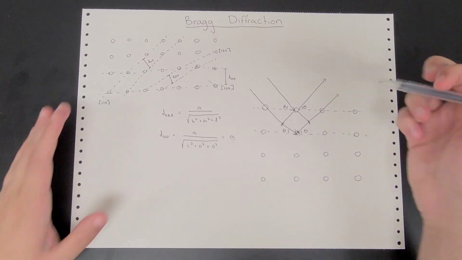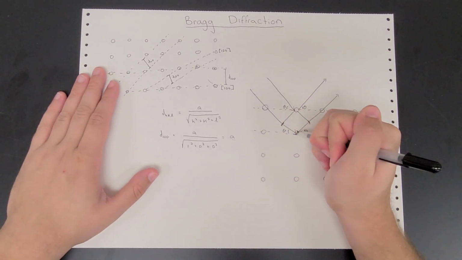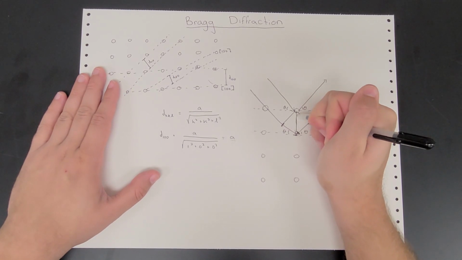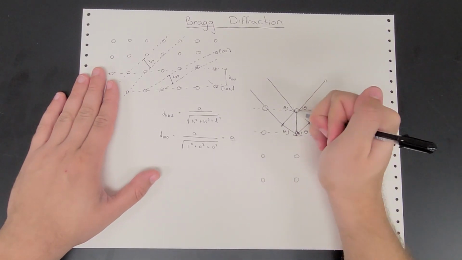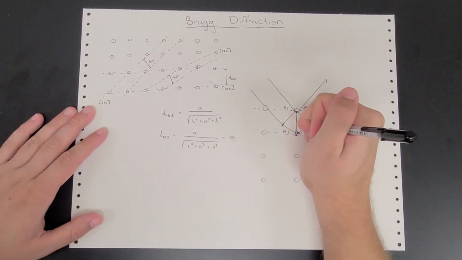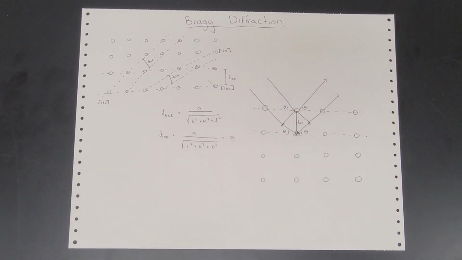And so we need to find a way of writing this path difference down in terms of this interplanar spacing between the 1, 0, 0 plane. That's what this distance is here, D100 in this case.